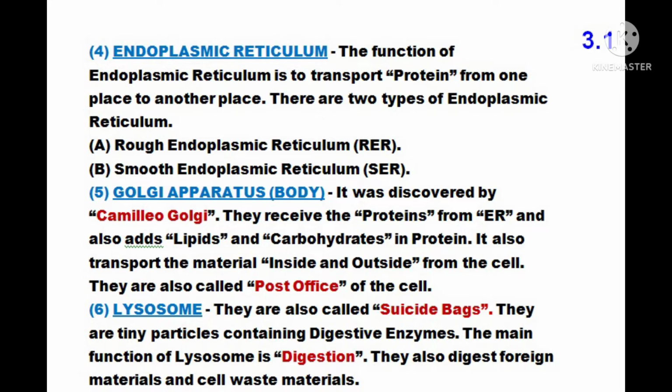5. Golgi apparatus, or Golgi body. It was discovered by Camillo Golgi. They receive the proteins from ER and also add lipids and carbohydrates to protein. It also transports the material inside and outside from the cell. They are also called post office of the cell.